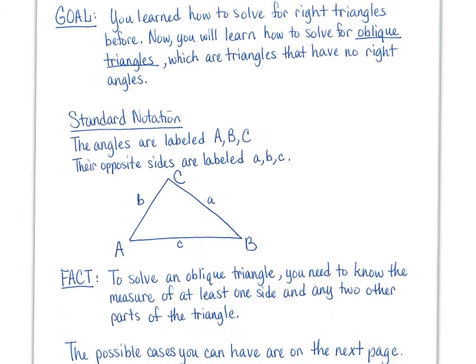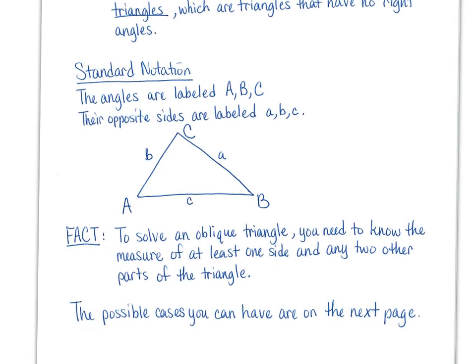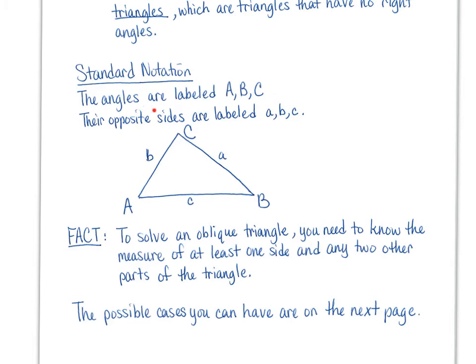So in standard notation, the angles are labeled with capital letters, A, B, and C. Their opposite sides are labeled with lowercase letters, little a, little b, and little c. So here you have A, B, C, and then you have little a, b, c. Now, to solve an oblique triangle, you need to know the measure of at least one side and any two other parts of the triangle.